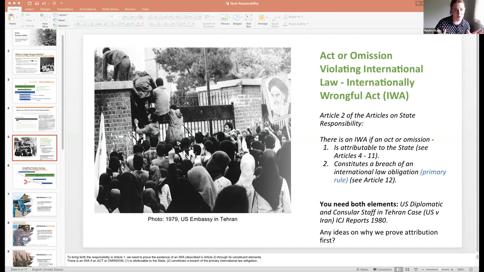Perfect. Great answer. And does anyone have any ideas why in the draft articles they tend to prove attribution first? This is a broader question, because in many different kinds of legal problems, you talk more about the breach. Is there a reason, do you think, why we tend to in international law talk about attribution first? Any takers on that question? Yeah, Jose. Hi. It's because there might be a breach, but if you cannot attribute that breach, there is not a responsibility. Perfect. Great answer.